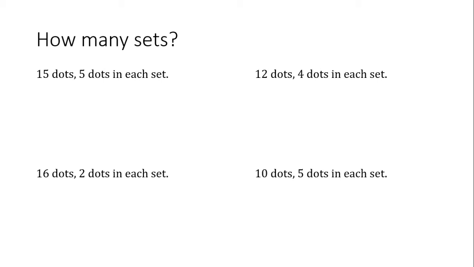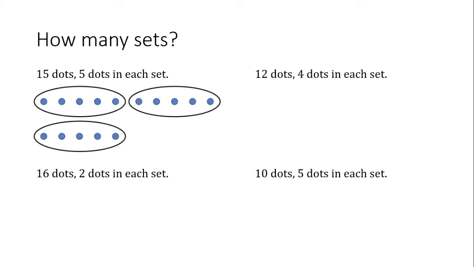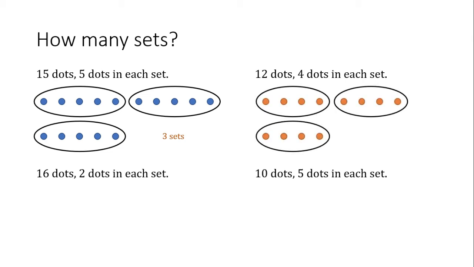Okay, let's see if you were right. So we're going to draw 15 dots with 5 dots in each set. Looks something like that. How many sets is it altogether? It is 1, 2, 3, 3 sets. In the top right, we have 12 dots, and we're going to put 4 in each set. So it would look something like this. And how many sets altogether?